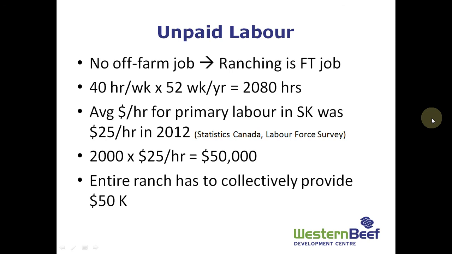2,000 hours times $25 an hour, and you're looking at $50,000 value for your labor each year for working in a primary labor sector. So collectively, can you ask your ranch and all of its enterprises to provide $50,000 in wages to you for the value of your labor?